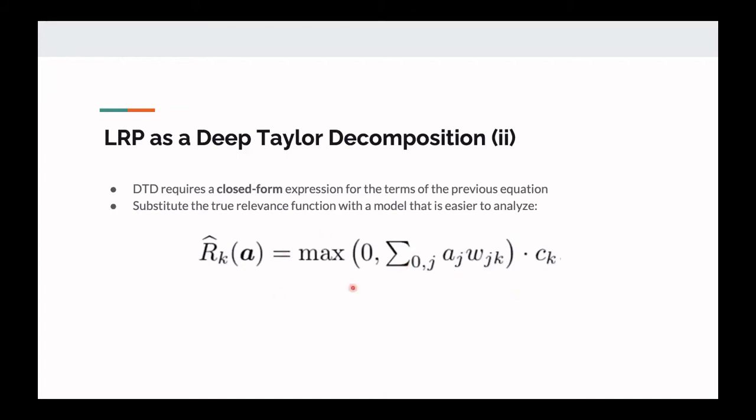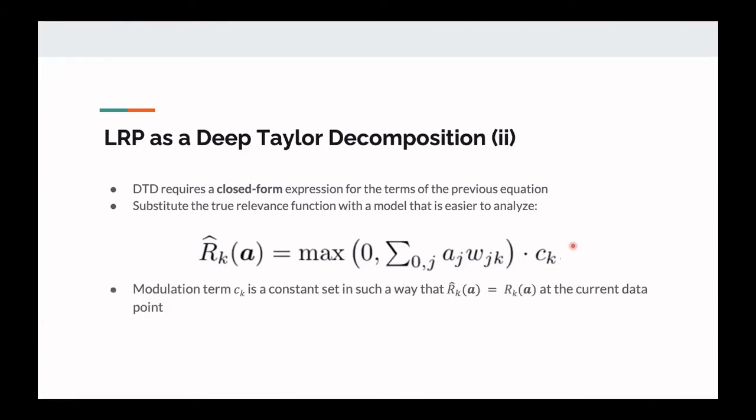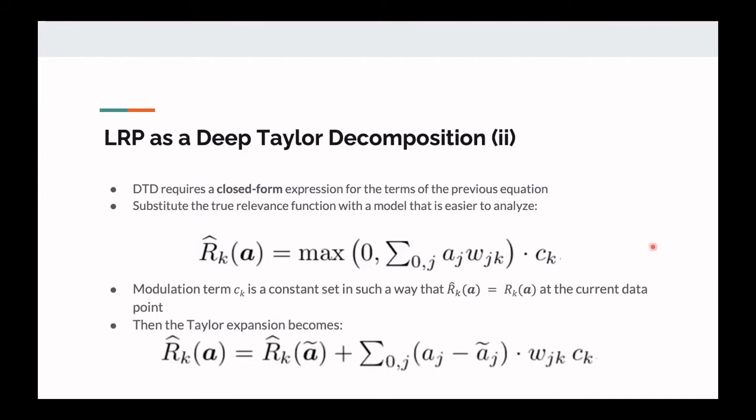This is just the ReLU function. So what it takes as an input is a neuron times some C term, and the C is a modulation term. It's a constant. And we're going to set that constant such that r hat equals the actual relevance function that we've been looking at previously at the current data point. There is a proof in the appendix. It's very brief, and it basically says there is a constant that will do that. So this is okay to move forward with. And now the Taylor expansion becomes something very nice and in closed form that we can actually work with.